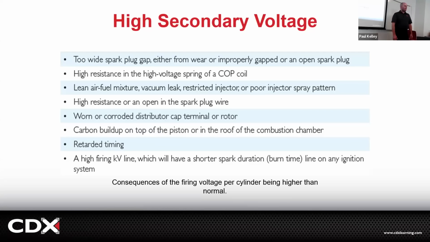What? Why would that be the case? Why would carbon build up on top of a piston cause a higher kV firing line?